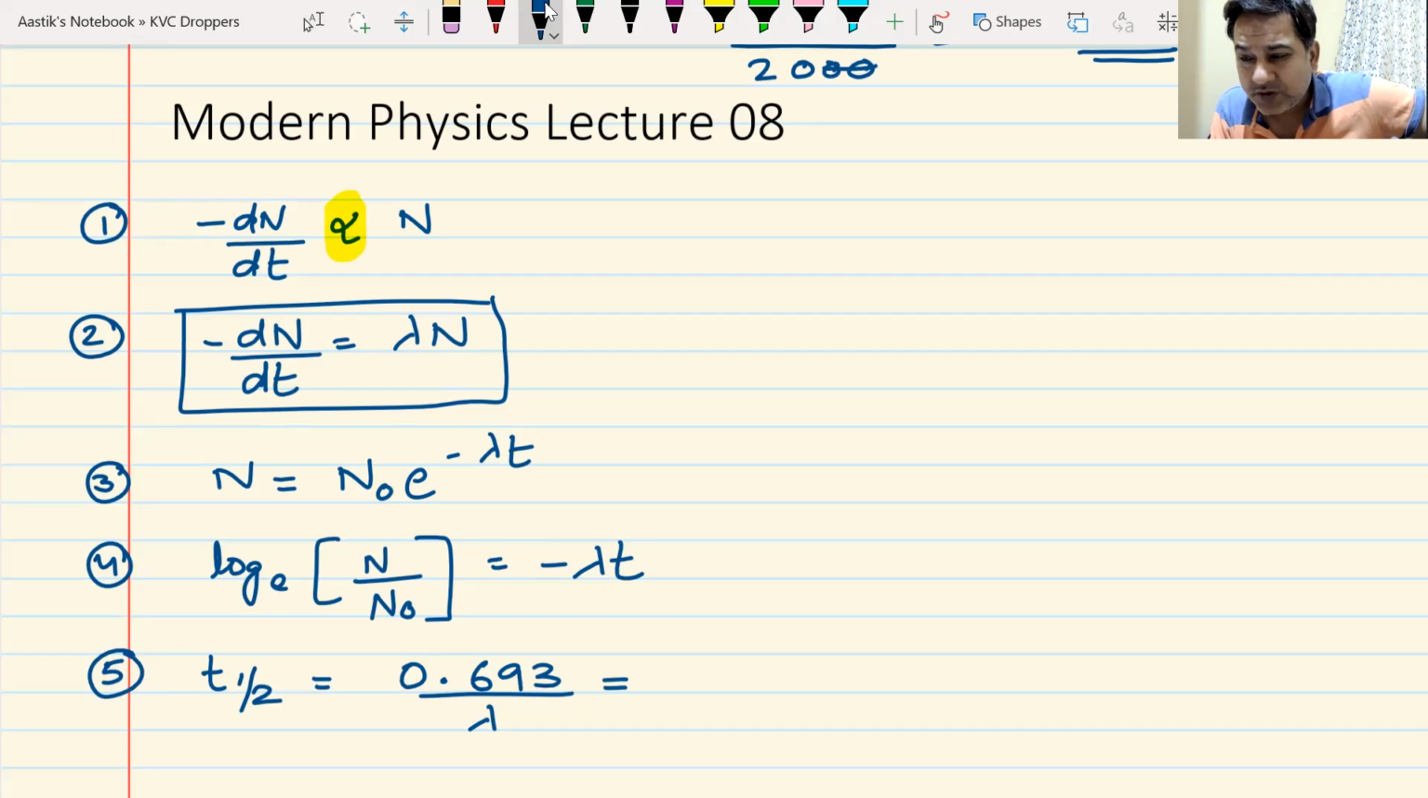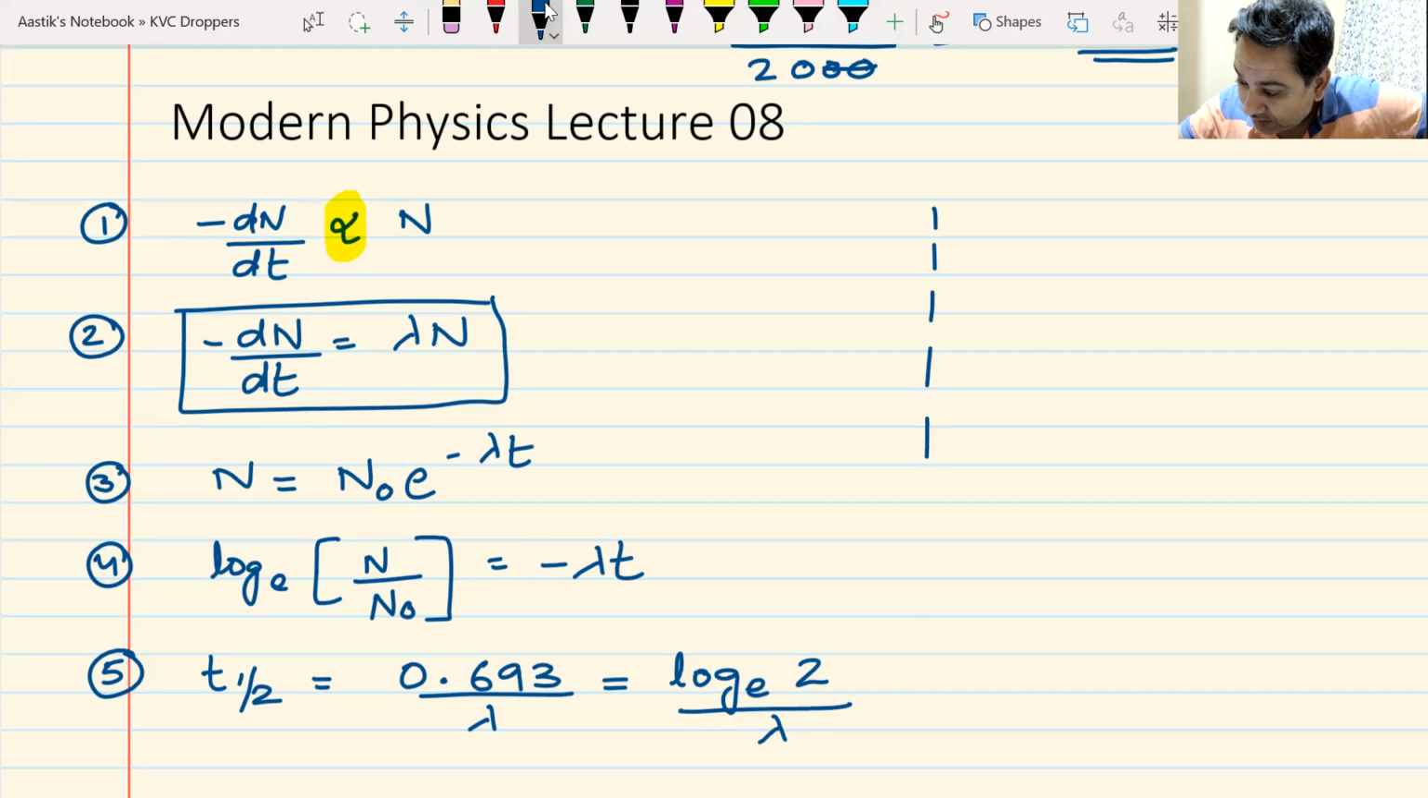From where was this 0.693 coming? There is also a formula in terms of natural log. What is 0.693 actually? ln 2 by lambda. ln means log to the base e. 2 by lambda, that is correct. Okay. Now, from where is this natural log of 2 coming?